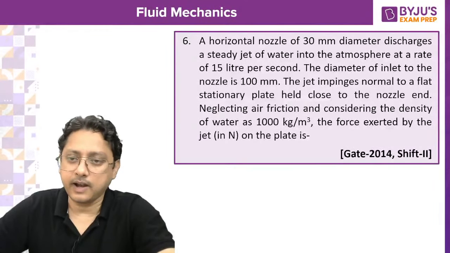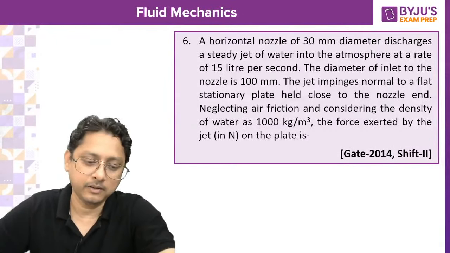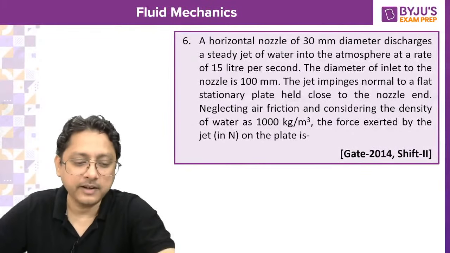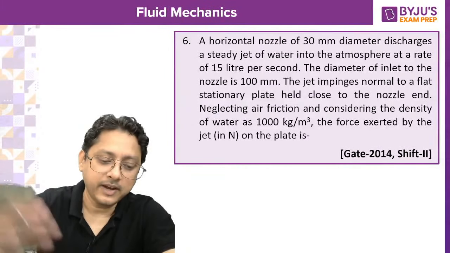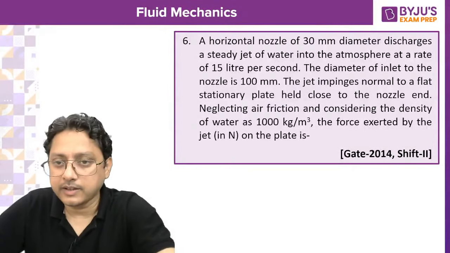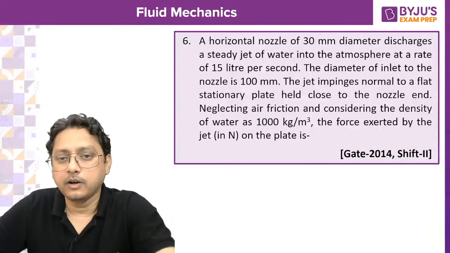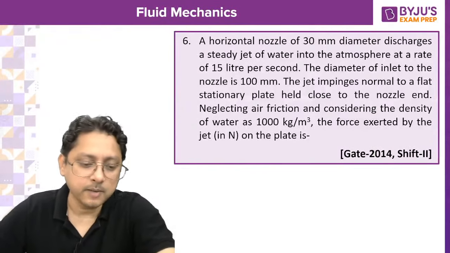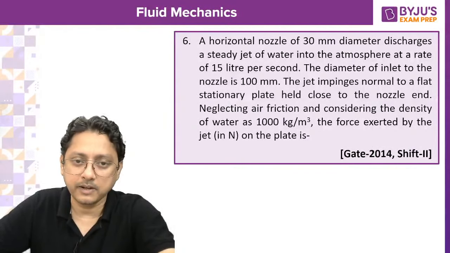Neglecting air friction and considering the density of water as 1000 kg per meter cube, the force exerted by the jet on the plate, as long as the plate is flat, is quite a simple question, isn't it? Even if he is not saying that the plate is flat, the curved plate or the moving plate can also be asked. He is asking about the stationary plate. Stationary means no movement on the plate, no velocity, no initial velocity for the plate.